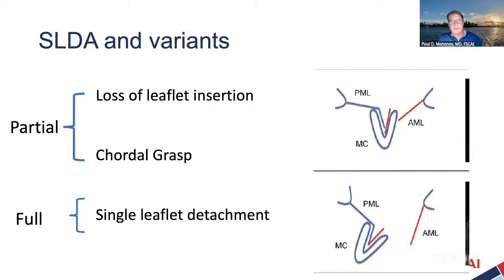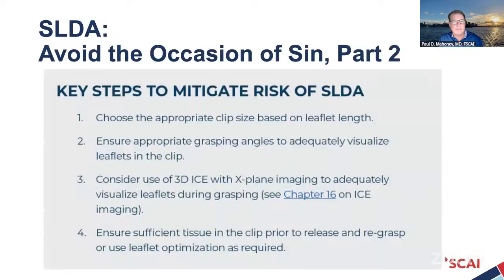And there can be 2 types. You can be partial, which is loss of leaflet insertion. You get a chordal grasp, everything looks fine. You release the clip and it bends. You lose leaflet insertion and you've got a big jet and the clip hasn't done anything. Or you can have a full single leaflet attachment when the clip is attached only to a single leaflet. So again, as I used to say in the Catholic schools, you need to avoid the occasion of sin.